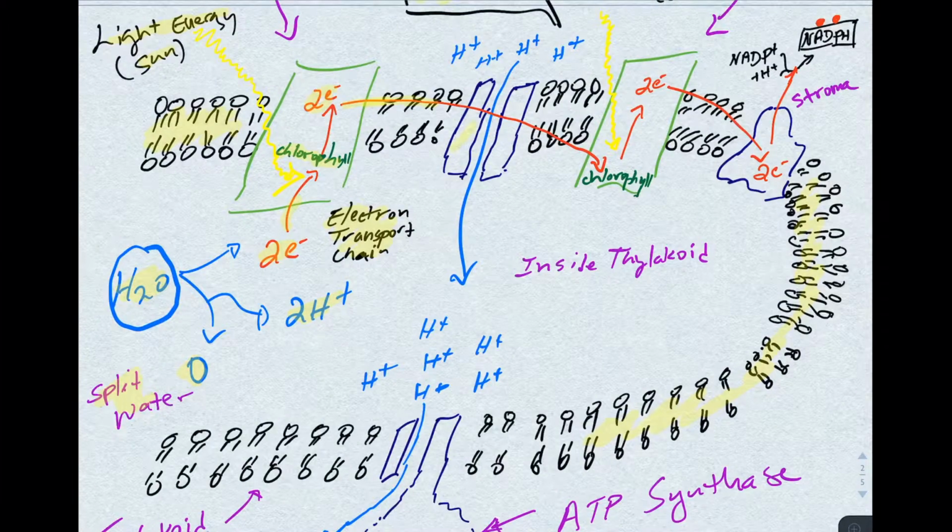This second protein in the phospholipid bilayer membrane of the thylakoid is going to cause hydrogen ions from the outside of the thylakoid to enter the inside of the thylakoid. These hydrogen ions will accumulate and increase in concentration.